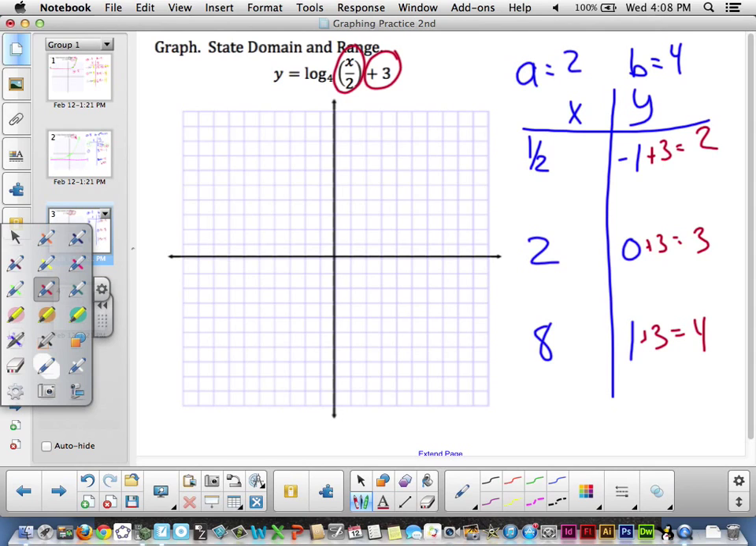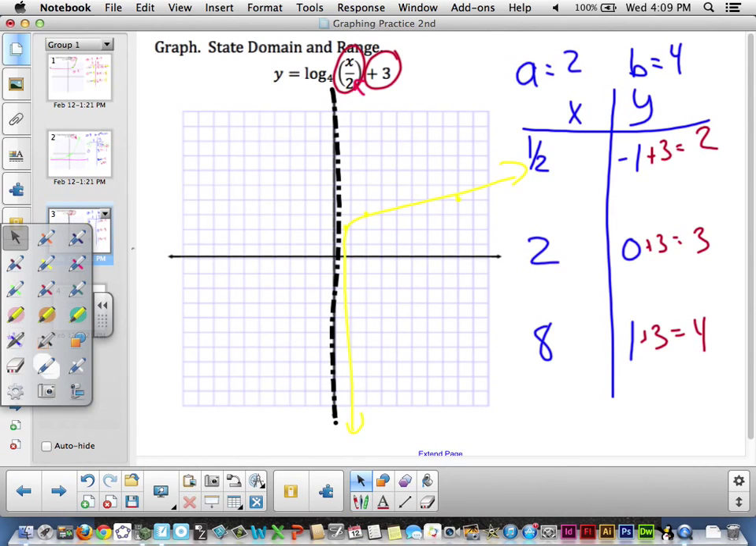And we'll plot points. Remembering our asymptote is right here, and since there's no left or right shift, we do not need to move our asymptote. So as we plot our points, our first point is 1/2, 2, which is right about here. Our next point is 2, 3, it's right about there, and our last point is 8, 4. It's right about there, and we got ourselves a smooth curve through there, a logarithmic curve.